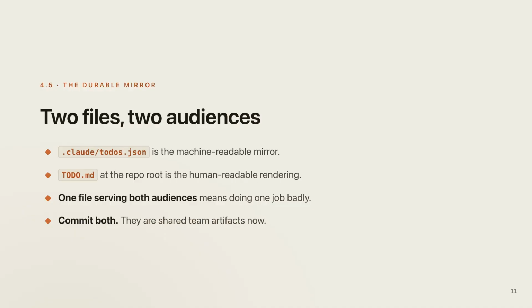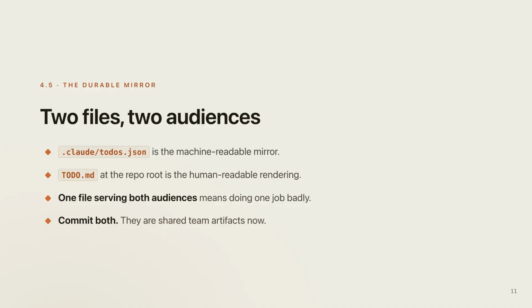.claude/todos.json is the machine-readable mirror of the task list. Same shape as the task tool's internal state. Easy to read programmatically, easy to diff, easy to merge when two collaborators touch it. TODO.md at the repo root is the human-readable rendering generated from the JSON. This is what you actually open with coffee, pretty markdown, organized by workstream, with each item's status legible at a glance.